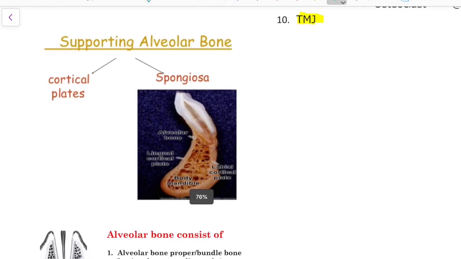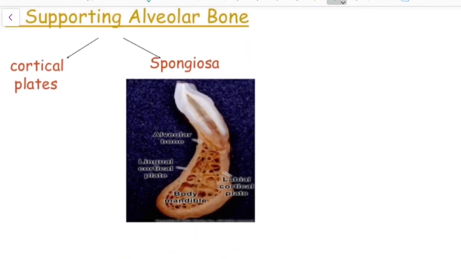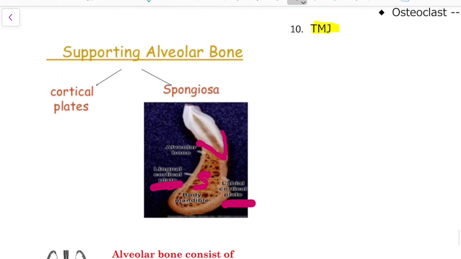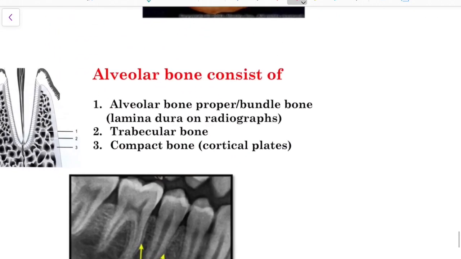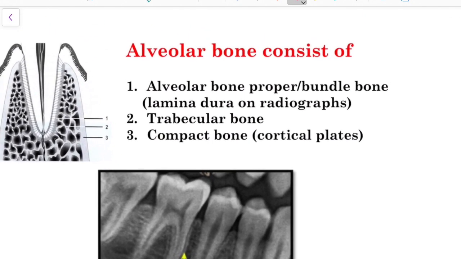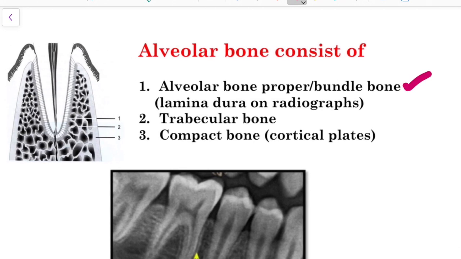In dental related terms, we have the alveolar bone. As you can see, it's made up of two cortical plates, one on either side. You have spongy bone in the middle. We call this portion the alveolar bone, or the alveolar bone proper, where the tooth is sitting. So once again, alveolar bone is made up of alveolar bone proper and the bundle bone. We call that lamina dura in the radiograph. So that is your number one, most internal, where the tooth is sitting, or the socket.